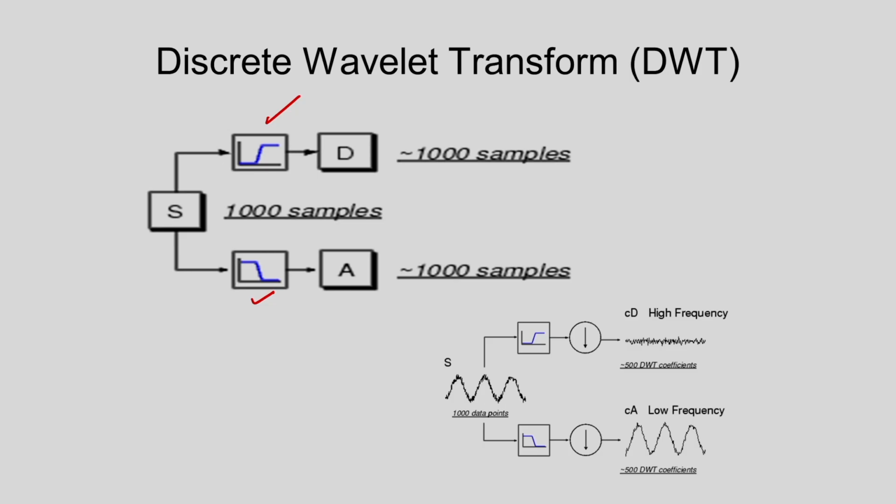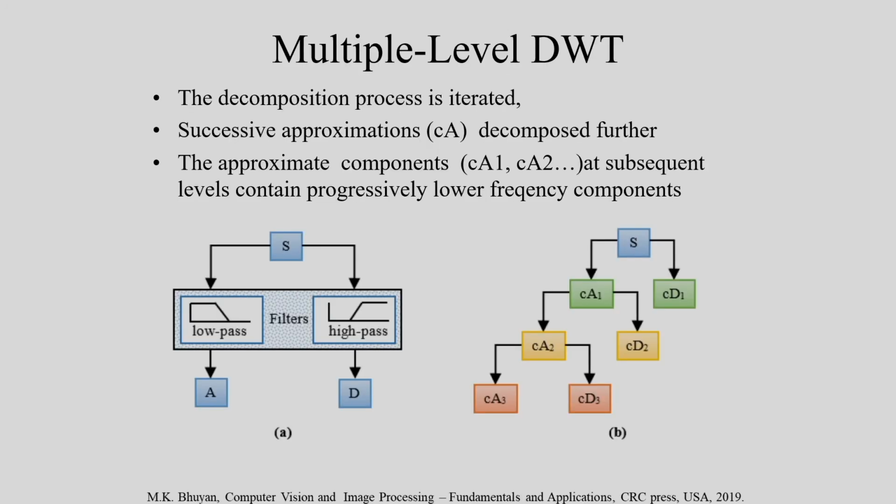Now I am discussing the 1D signal, which can be extended for 2D signals, like in the image we can do the decomposition. And here you can see the multiple level DWT, the multiple level discrete wavelet transformation, and how to implement this one.